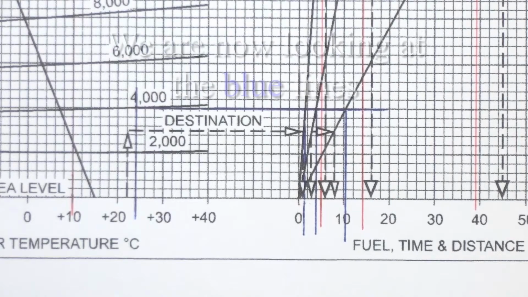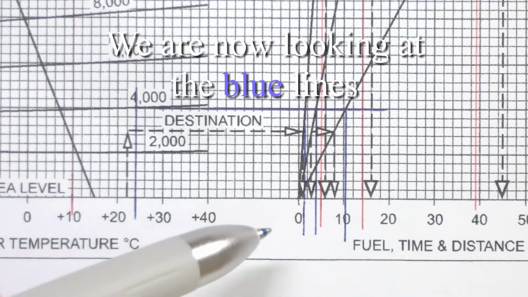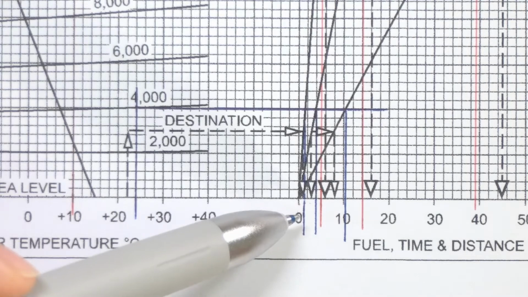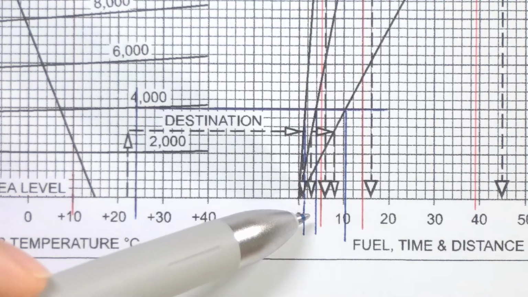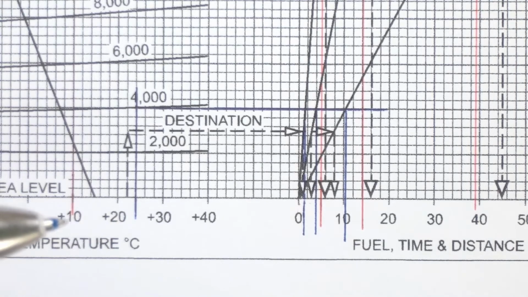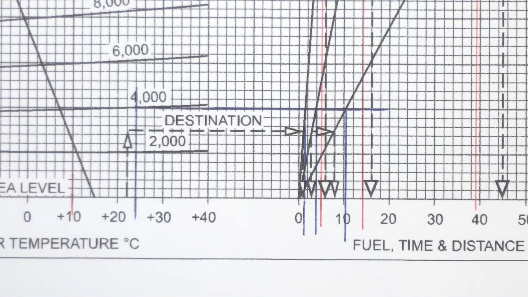And this is what it would look like. So we would consume 1.5 gallons of fuel, take 4 minutes, and cover a distance of 10 nautical miles. In order to find the fuel that is required for descending from 14,000 feet to 4,000 feet, we'd simply find the difference between these two.